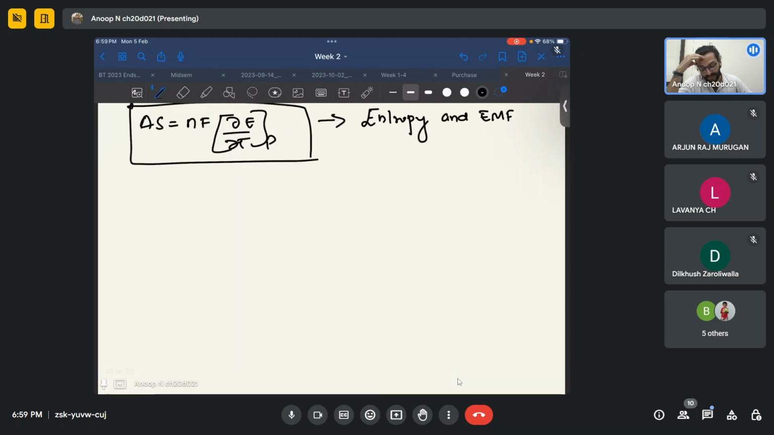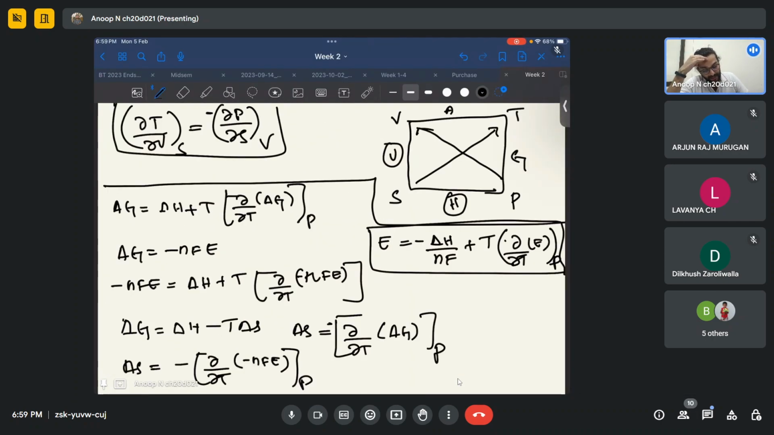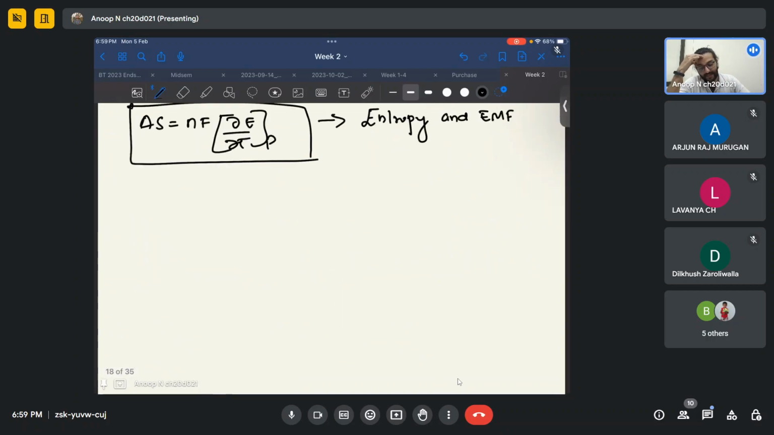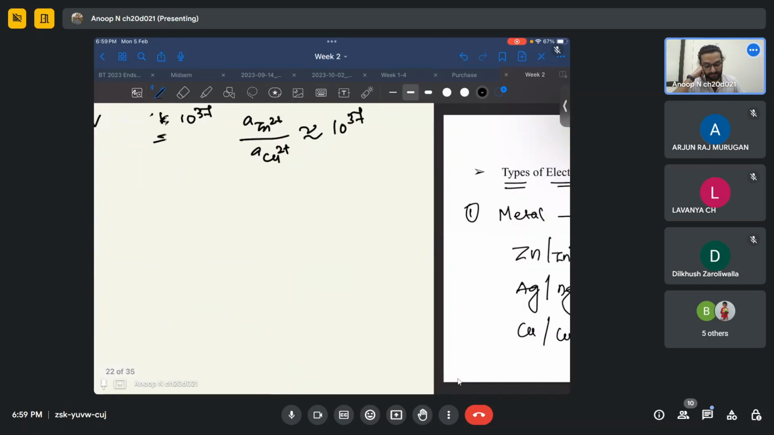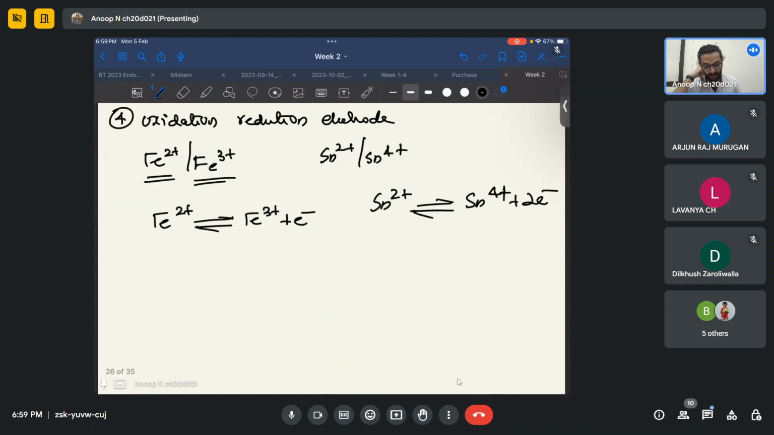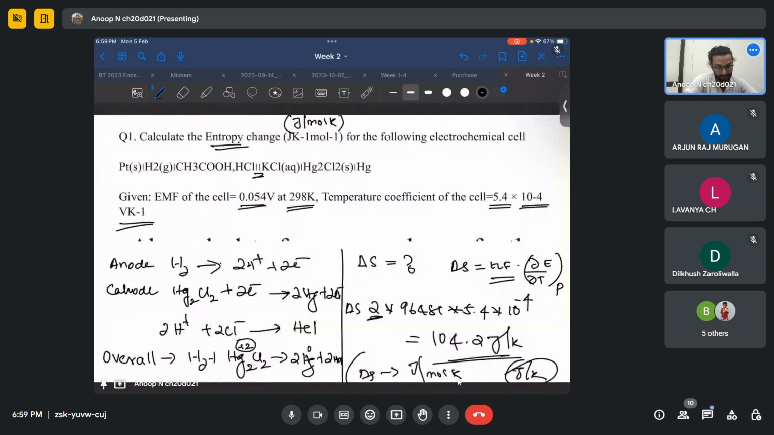Where is it? Yeah, delta S is positive because delta S is the minus of dou by dou T of delta G. Delta G is minus nF into E. So that minus sign will come out. So finally delta S will be positive. Delta S will be nF into dou by dou T of E at constant pressure. Hope it's clear. So that negative cancels out. That's why it's coming positive. Is it done? Can I change the page?